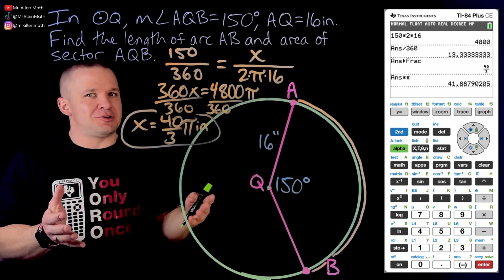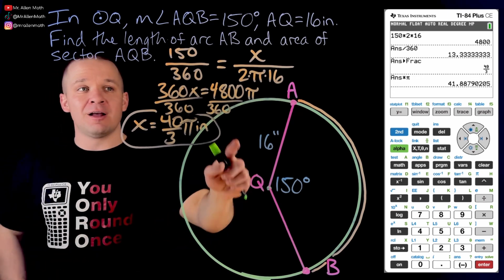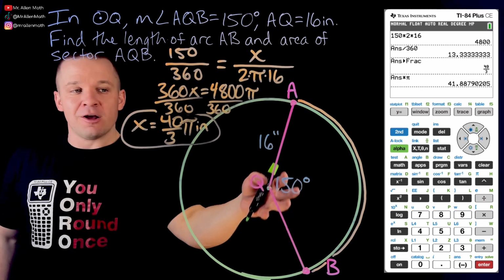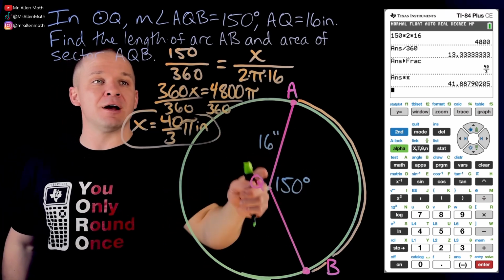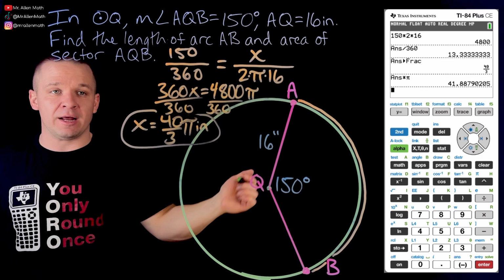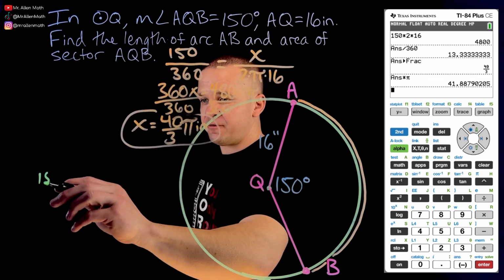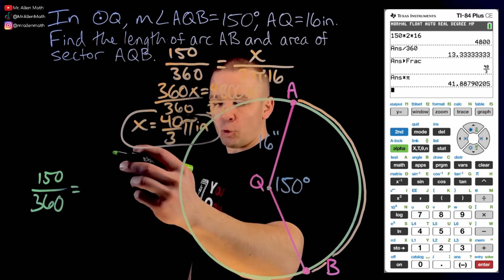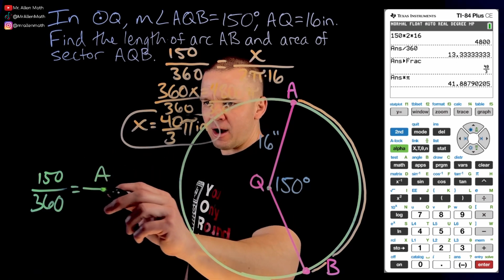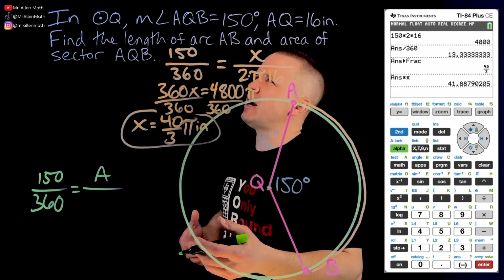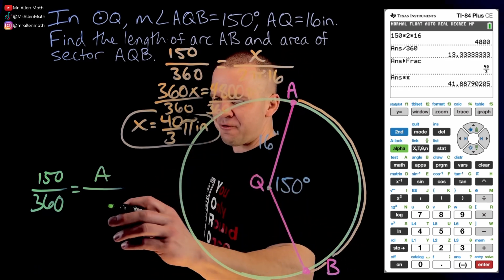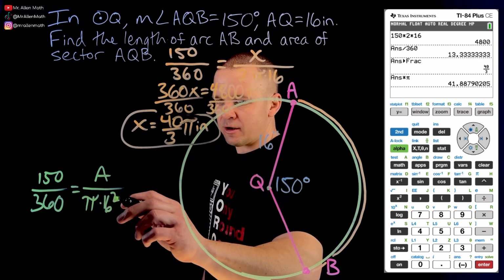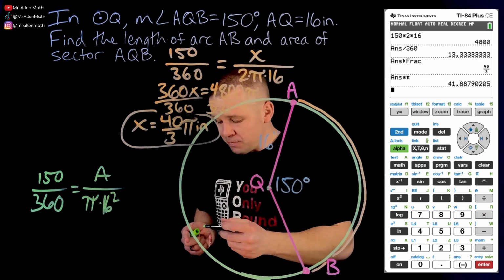All right, now for sector area. This actually looks almost the exact same, just we're going to use a different formula. For arc length, I use circumference because I wanted a portion of the circumference. For sector area, I want a portion of the area. So I'm just going to pop my area formula there in the bottom right. Same thing here for the fraction: 150 over 360 equals, and I'll just throw a capital A for area. We got pi times 16 squared. And now I can just plug this into my calculator.